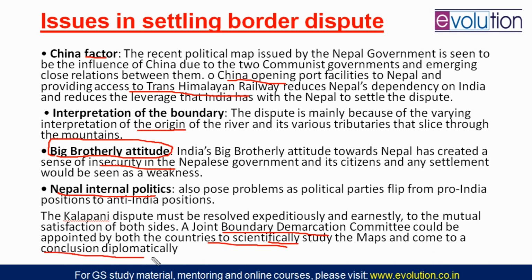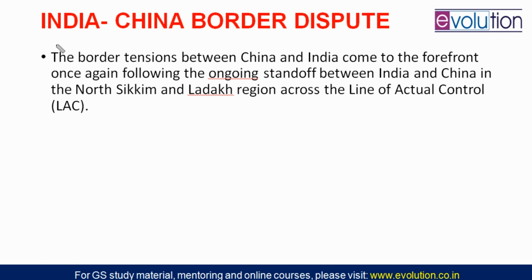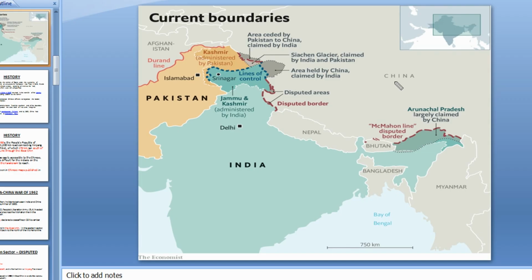Also, the diplomatic conclusion. Now the second topic, the India-China border dispute. This I think everybody knows now. First of all, I want to show you the India-China border. You see here the Line of Actual Control, LAC, that was created during the 1962 war. Wherever the armies stopped fighting during the war, that line became the Line of Actual Control. So this is the western sector Line of Actual Control. We have Aksai Chin here, occupied by China and claimed by India.